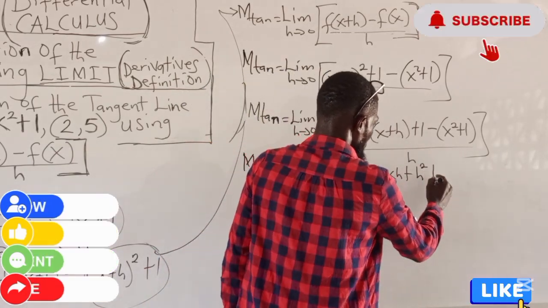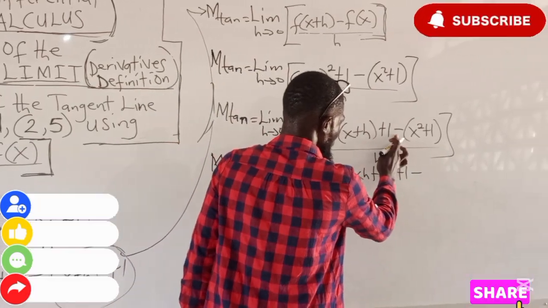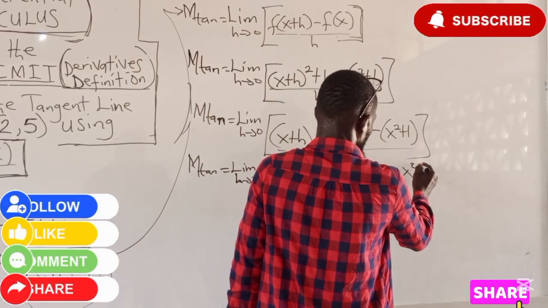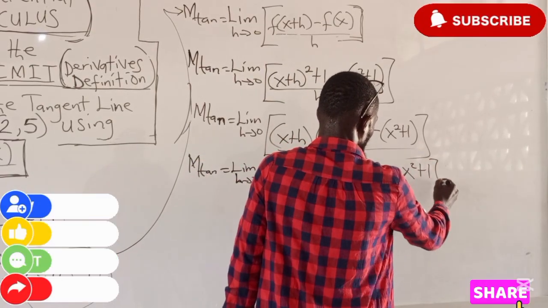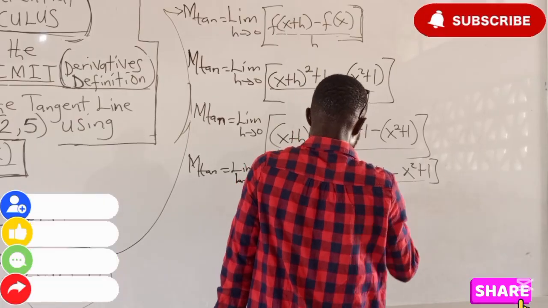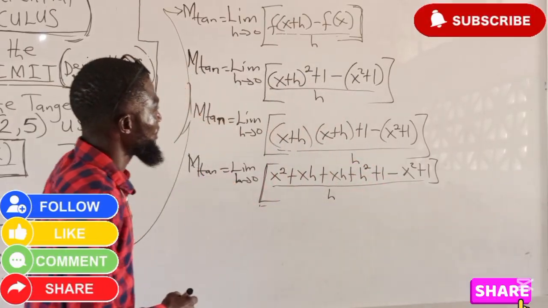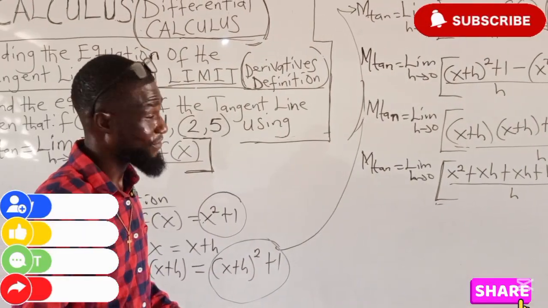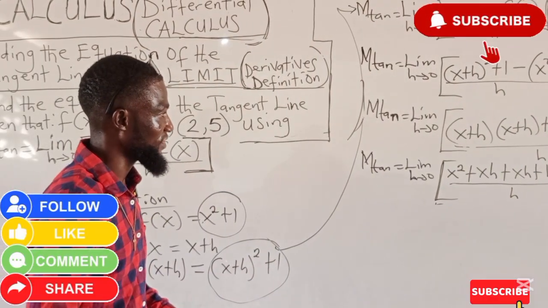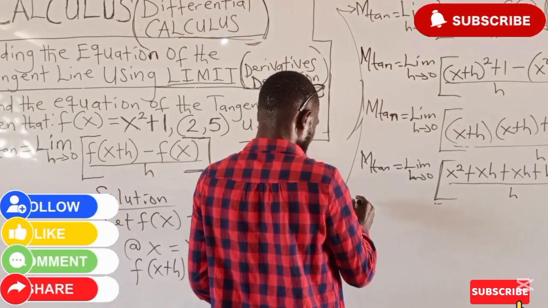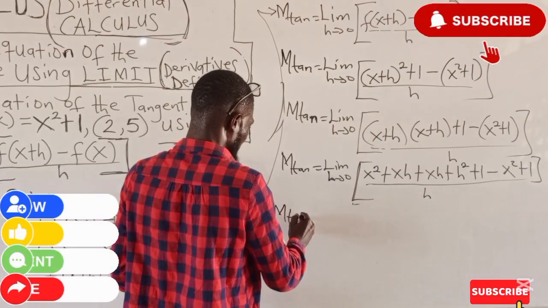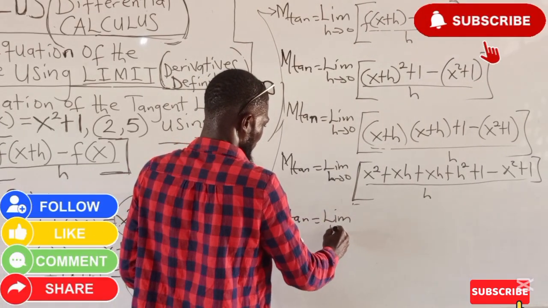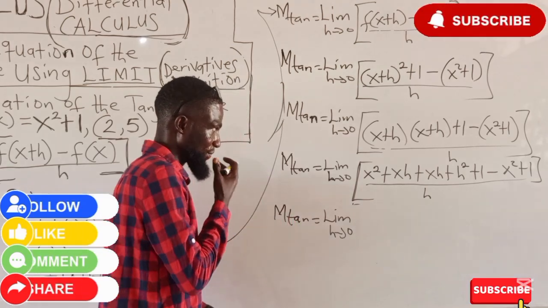Then we take x squared plus 1, bracket closes, over h. So ladies and gentlemen, we'll be using this in order to solve our mathematical problem. On this note, m tangent now will be equal to the limit as h approaches 0.